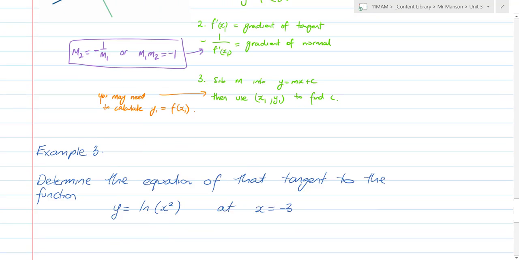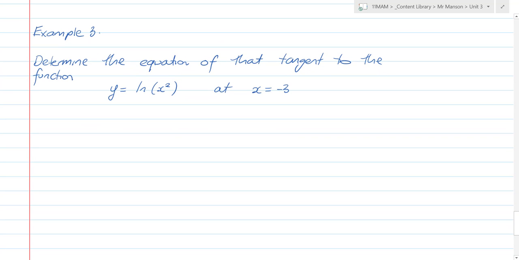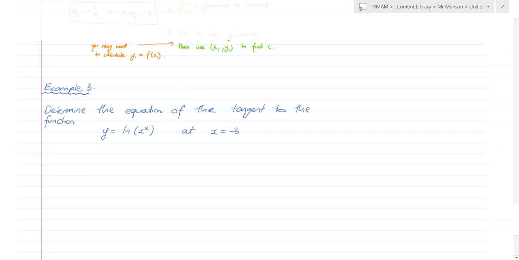Example 4 is a little bit trickier. So let's start with example 3, which is the whole process. Determine the equation of the tangent. That's a good one. Of the tangent to the function y equals log x squared at x equals -3. Now, I don't know what log x squared looks like. I suspect it's going to look a little bit like a normal log function. That will be the overpowering element.